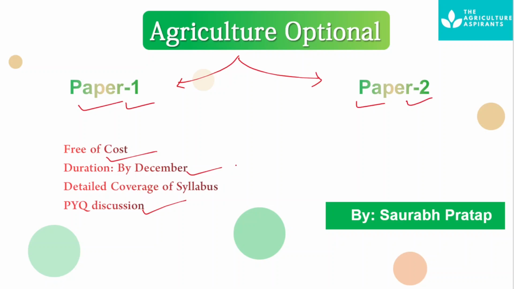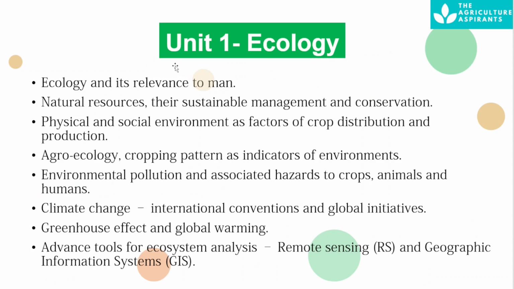So let's start paper 1. I will not take too much time on this. So this is unit first. As you know, there are around 8 to 9 units in paper 1 and around 7 to 8 units in paper 2. Accordingly, we are covering ecology first. This is an important point of our syllabus. This is the first unit.